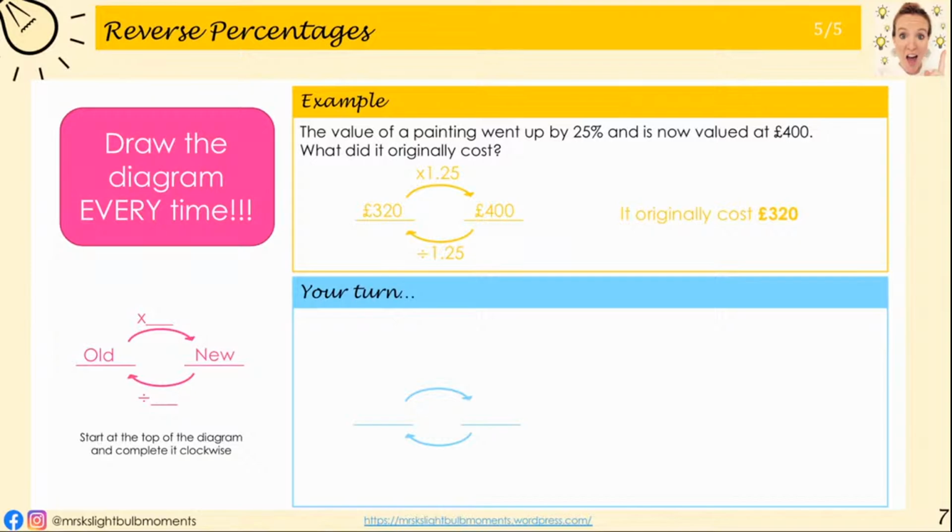So again, just to recap with that diagram there, start with the multiplier right at the top. Look at the question. If it's gone up by 25%, our multiplier is times 1.25. If it had gone down by 25%, our multiplier would have been times 0.75. It's always going to be a multiplier at the top. That's where you start. Then follow it around clockwise and see where you go. You have a go at this question then, and I'll go through it in a second. Make sure you're drawing out that diagram.